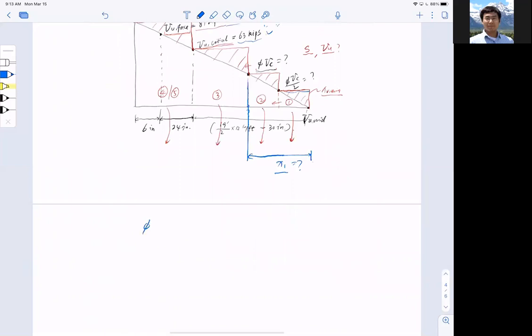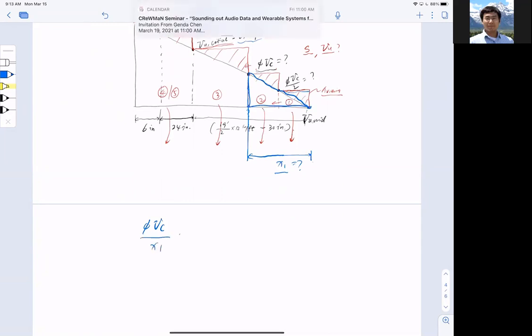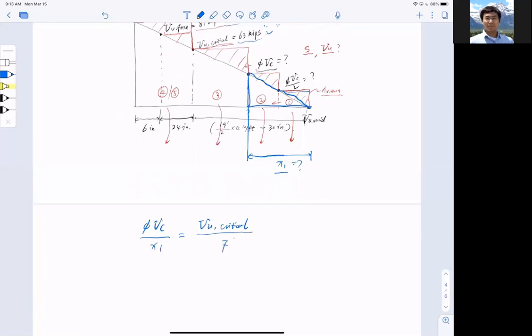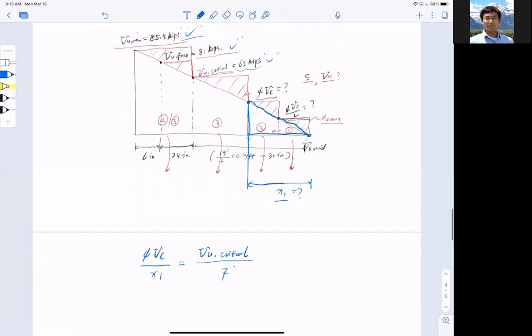So phi VC, using the triangular shape: phi VC divided by x1 equals VU critical divided by 7 feet. Let me see here. Yeah, 7 feet. Okay. So where's the VU critical? Here. And this is 7 feet.